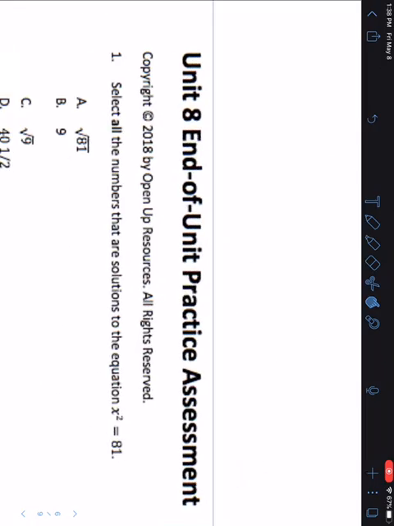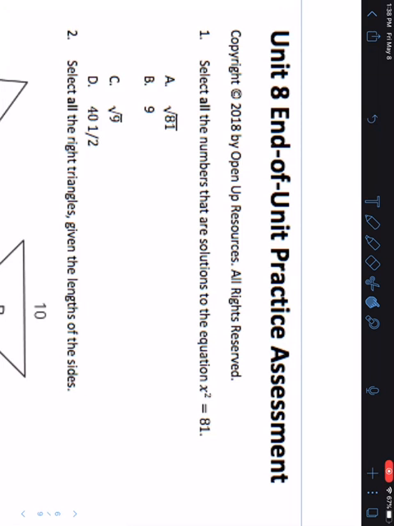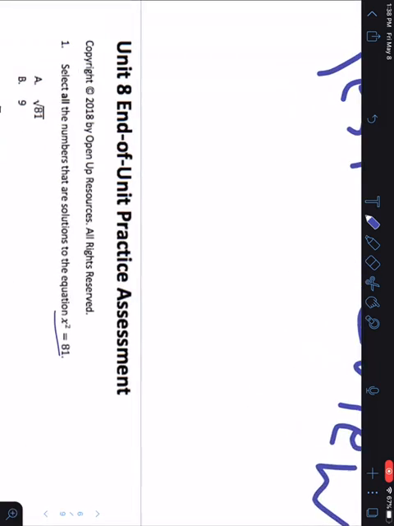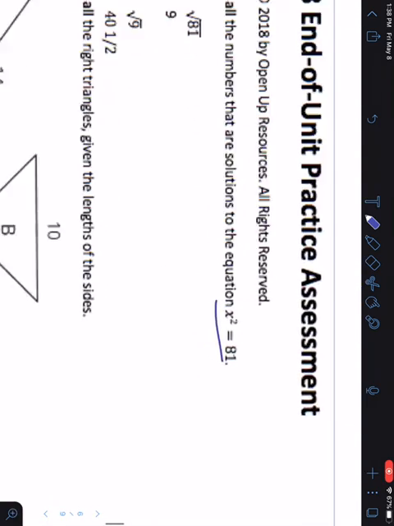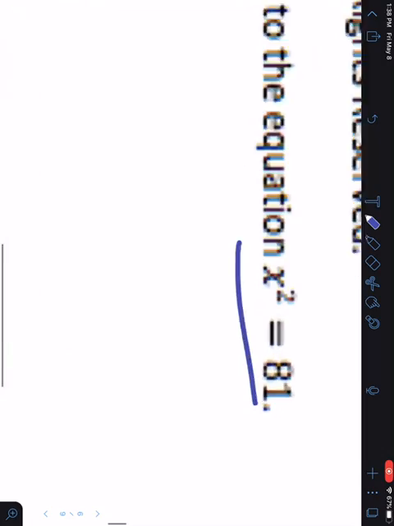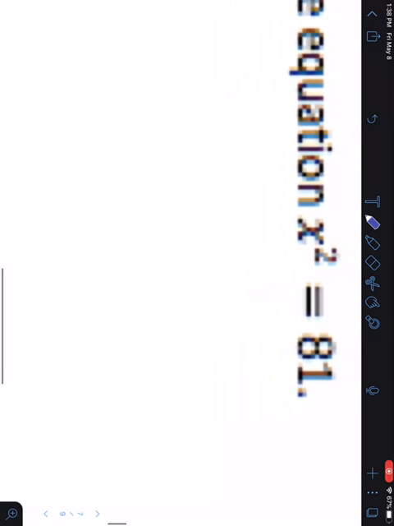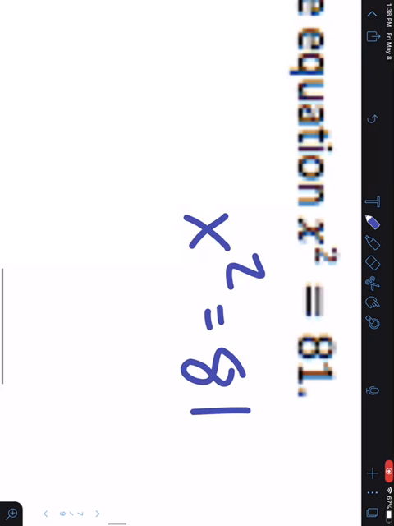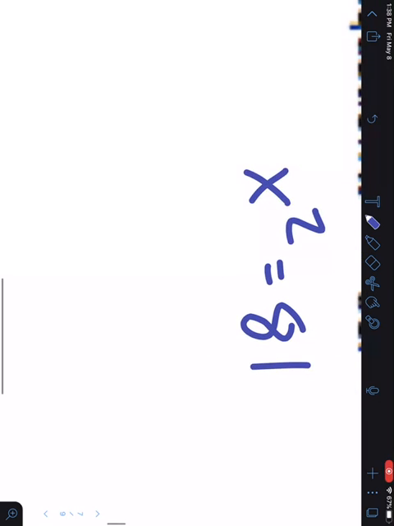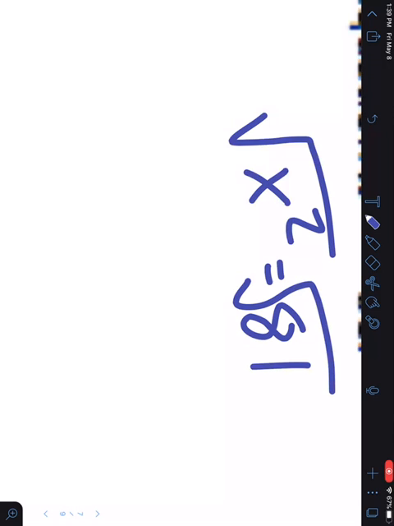Select all the numbers that are solutions to the equation x squared is equal to 81. If we were to solve this equation, I'll rewrite it if the pixels hurt your eyes. x squared is equal to 81. We would want to get rid of that x squared, right? We do so by taking the square root. We get x is equal to the square root of 81.